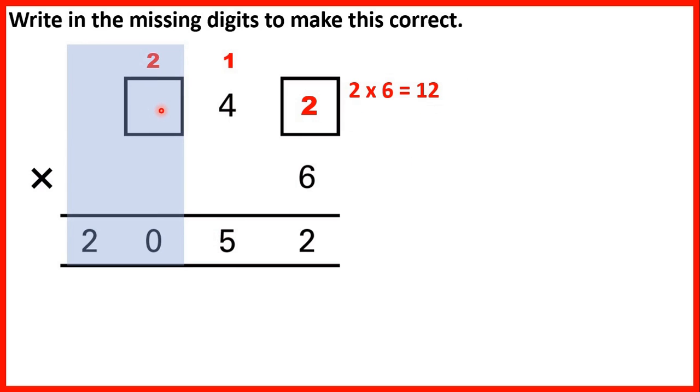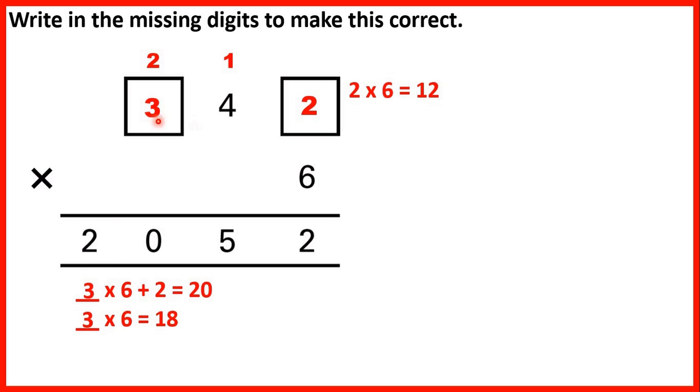So now, onto our hundreds digit, we have something times 6 plus 2, and we have a 20 in our answer. So what times 6 plus 2 is 20? Well, before we added 2, we would have got 18, because 18 plus 2 is 20, and 3 times 6 is 18, so that means 3 times 6 plus 2 gives 20. So this missing digit here is a 3. 342 times 6 is 2052.